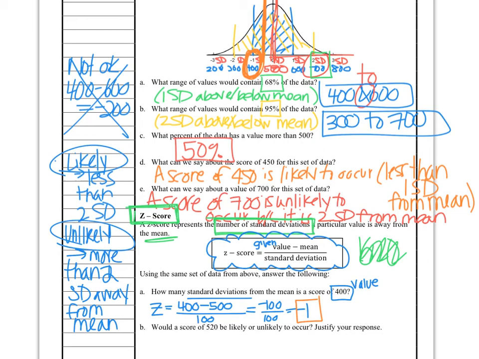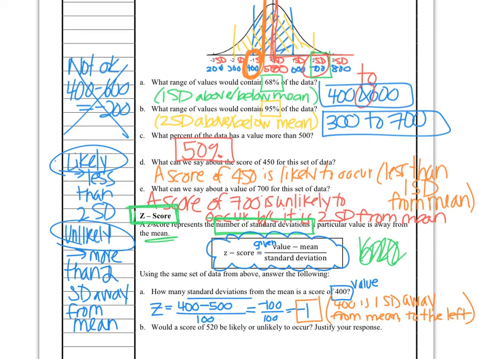Okay? I'm just going to actually write that sentence for us off to the side. 400 is 1 standard deviation away from the mean to the left. That's just how we interpret that negative 1.